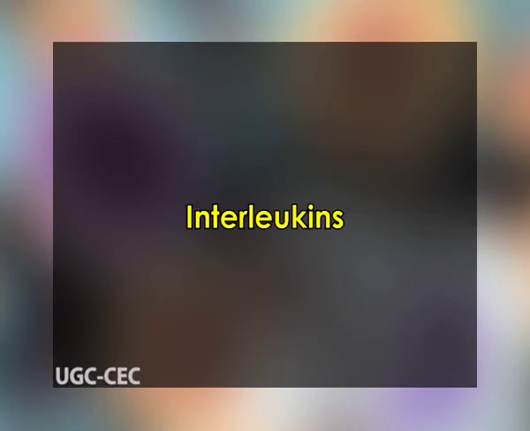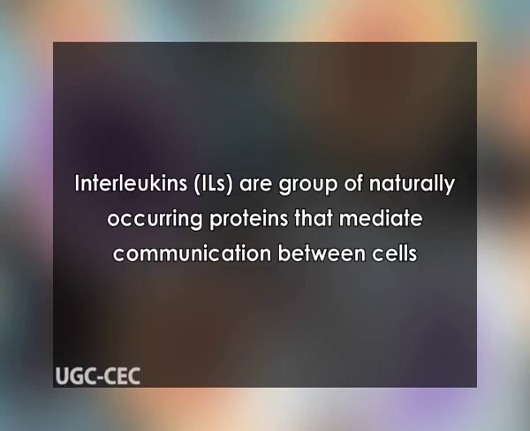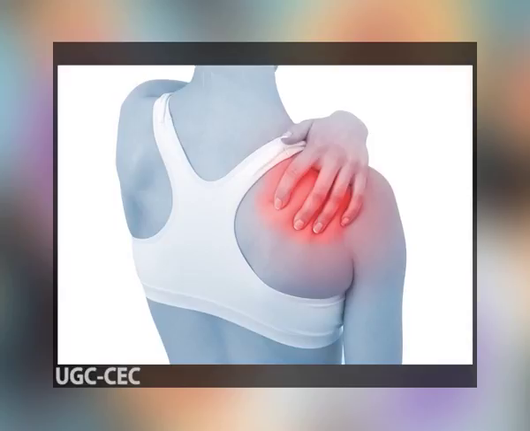Now let us move to interleukins. Interleukins are a group of naturally occurring proteins that mediate communication between cells. Interleukins regulate cell growth, differentiation, and motility. They are particularly important in stimulating immune responses such as inflammation. Interleukins are a subset of a large group of cellular messenger molecules called cytokines, which are modulators of cellular behavior.